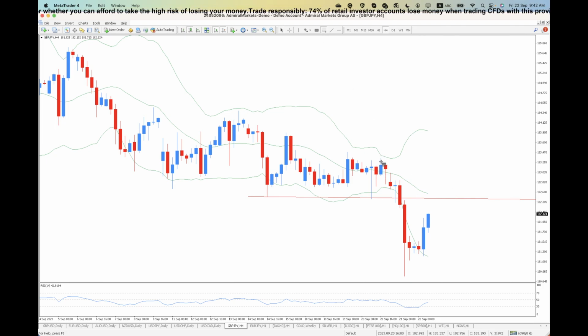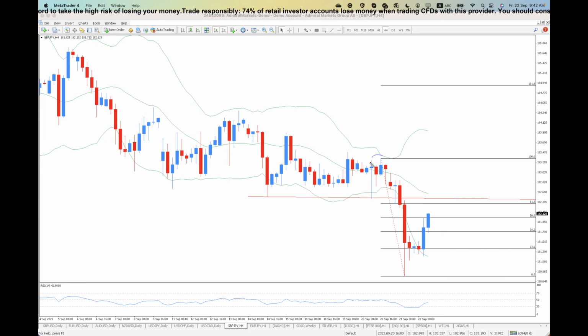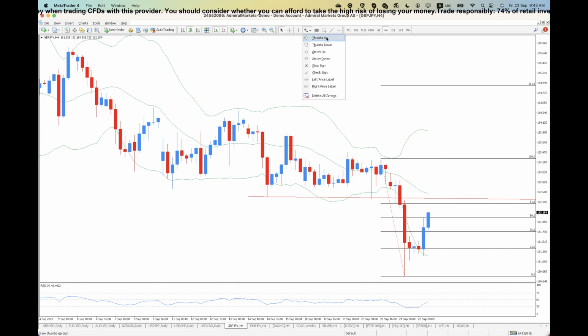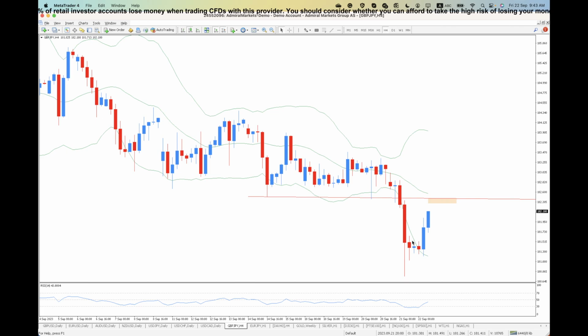If we use the fib tool from this high to this low, 61.8% aligns pretty much nicely close to this area here. So it's an area that we will be interested to see some price action reversal and short it. So I will keep an eye on the pound JPY really.